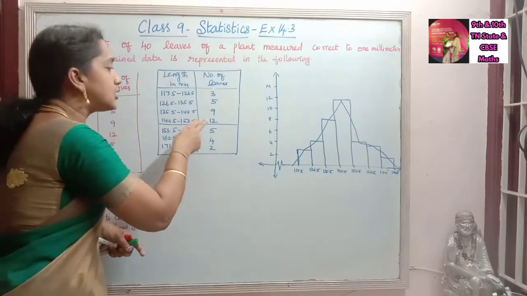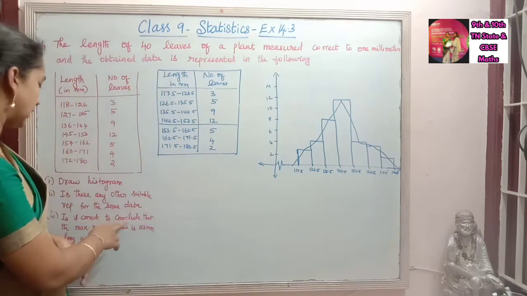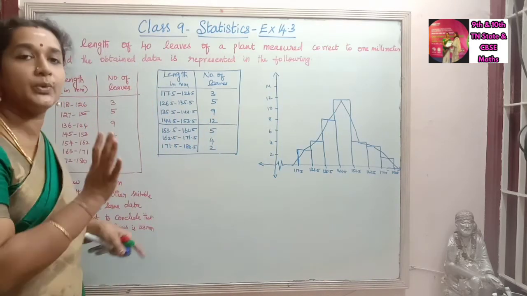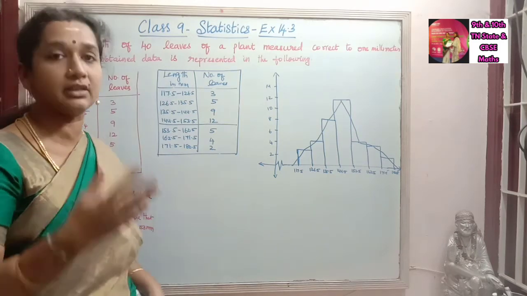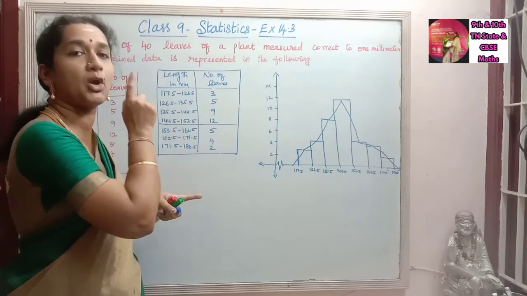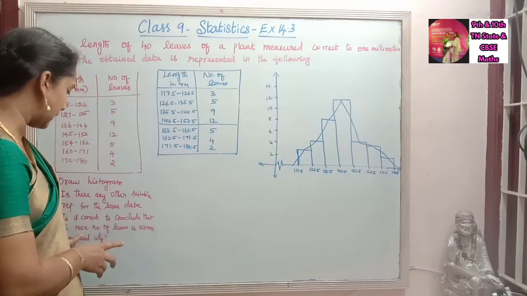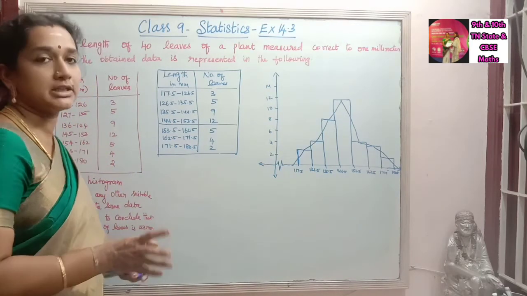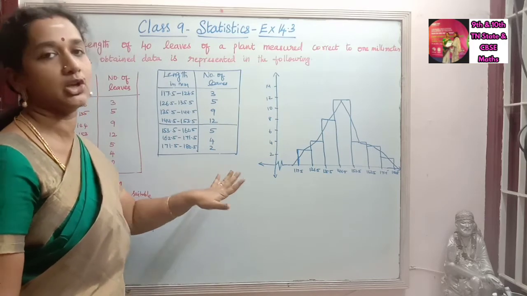So all those things will make 12 here. So that is the maximum number of leaves. We cannot conclude that the maximum number of leaves is 153. It is between the distribution 144.5 to 153.5. We cannot say that it is 153 millimeter long.